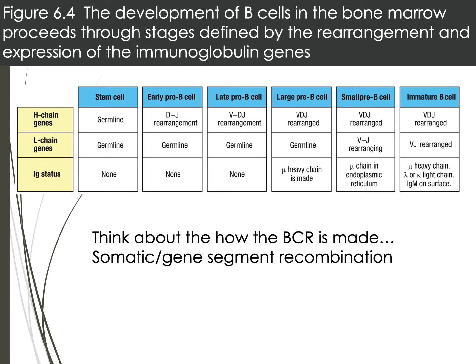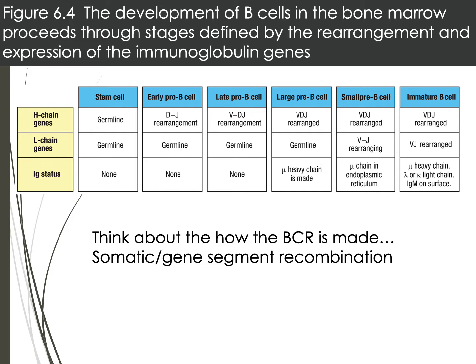Okay, and so you can see here the stem cell for both those genes for heavy and light. It's just going to be what is germline encoded, so what it received, what the majority of the cells in the body have. And then at the early pro-B cell stage, that's when we get DJ rearrangement, right? So the diversity and the joining segments coming together. So RAG1 binding on there, RAG2 cutting, and joining those together. And then in the late pro-B cell stage, that's when we have the recombination events between the variable and the diversity segments, okay?